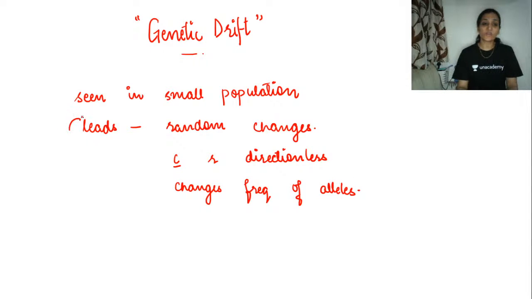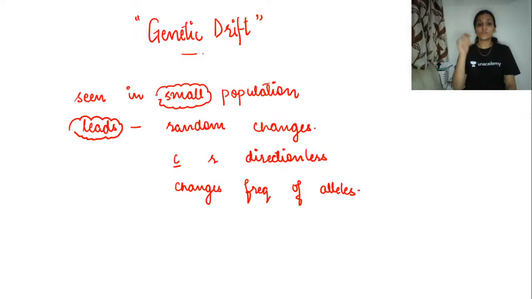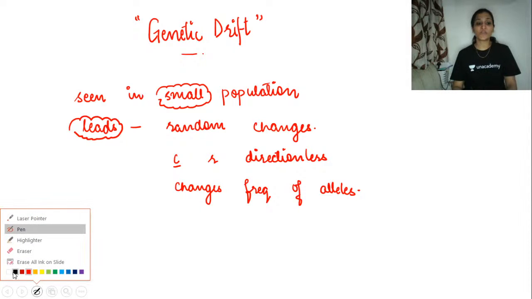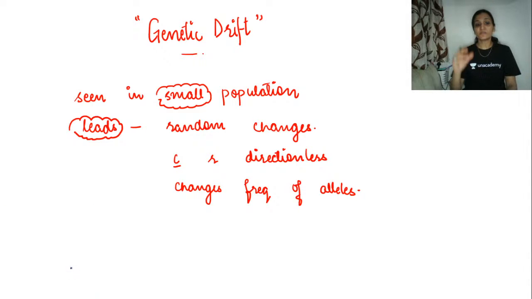These are the three consequences of genetic drift: it leads to random changes, directionless, and changes in the frequency of alleles, and it is seen in a small population. If a very small population is going through genetic drift, then definitely it is going to encounter these things.